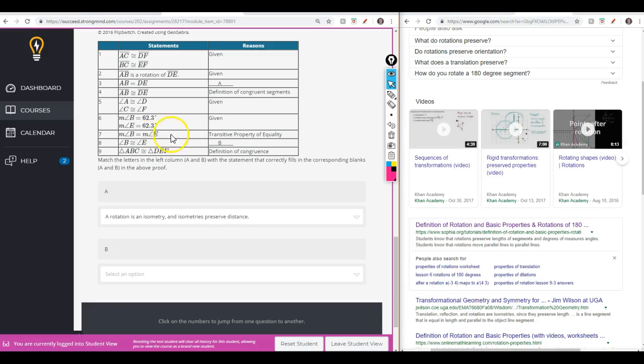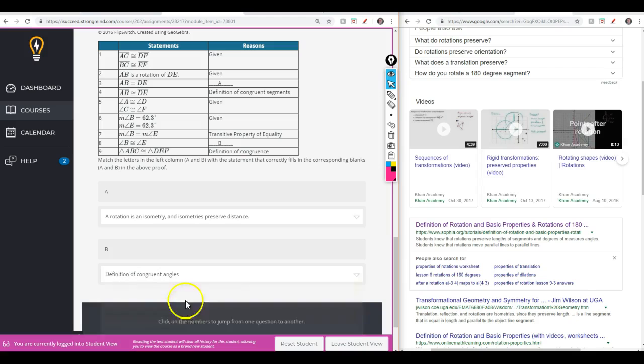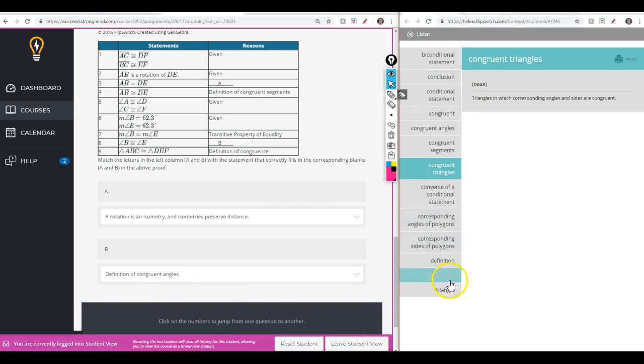And then jumping down here, we have the measure of angle B is equal to the measure of angle E, the transitive property of equality. If you look up to this statement before, it had the measure of angle B is equal to 62.3. The measure of angle E is equal to 62.3. So they just cut out this 62.3. That's the transitive property. So now they can state that angle B is congruent to angle E, because it's the definition of congruent angles. So congruent angles have equal measures, which it does since they both equal 62.3 degrees.